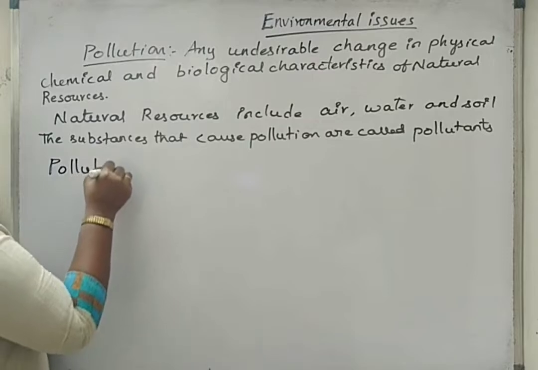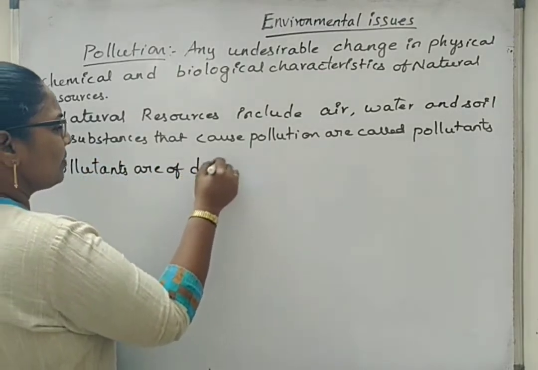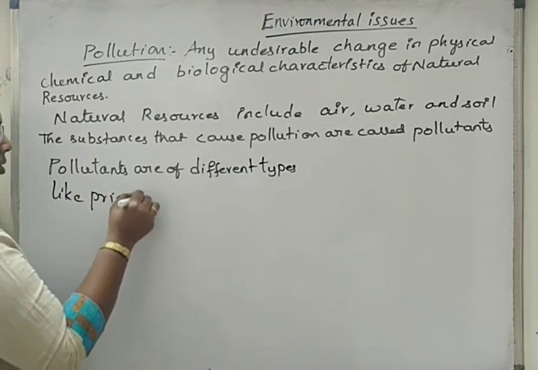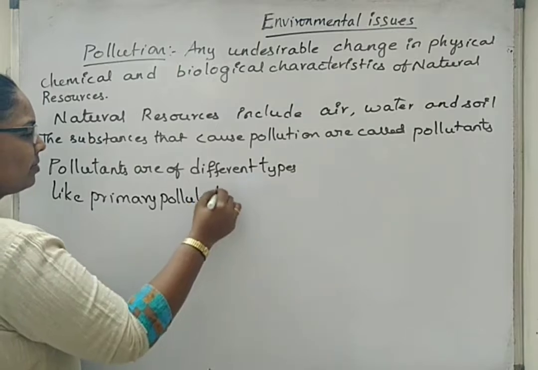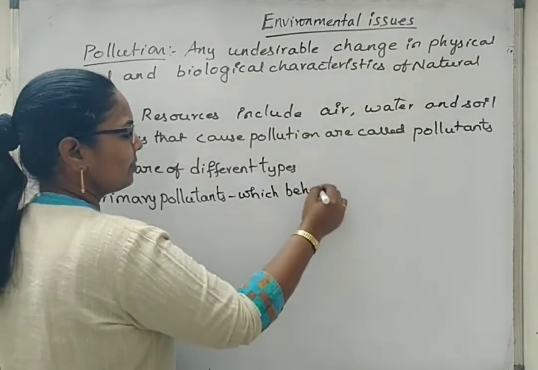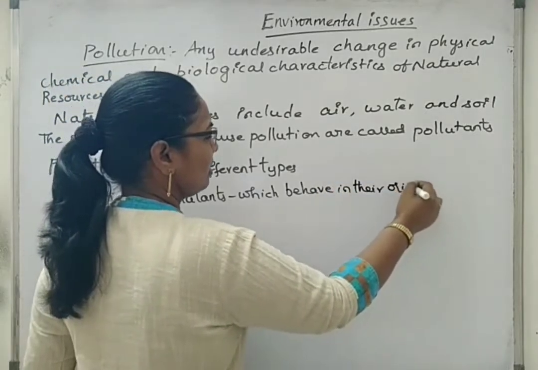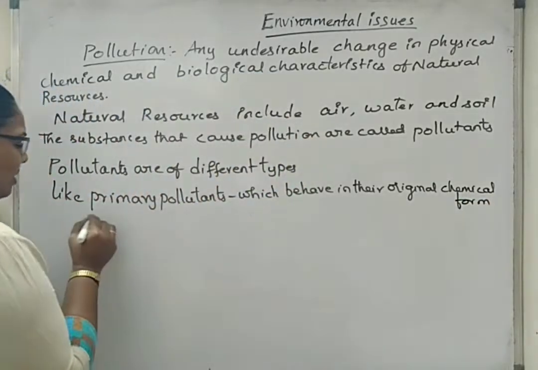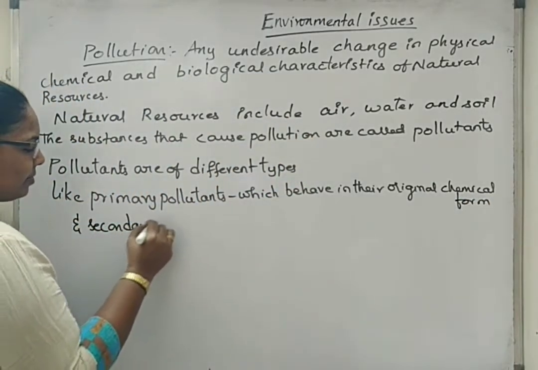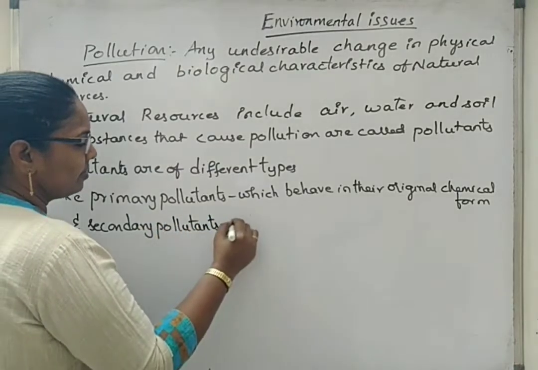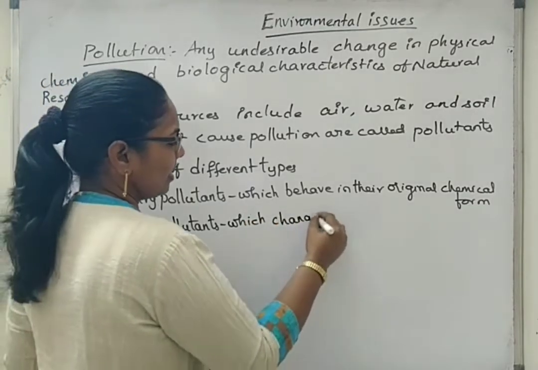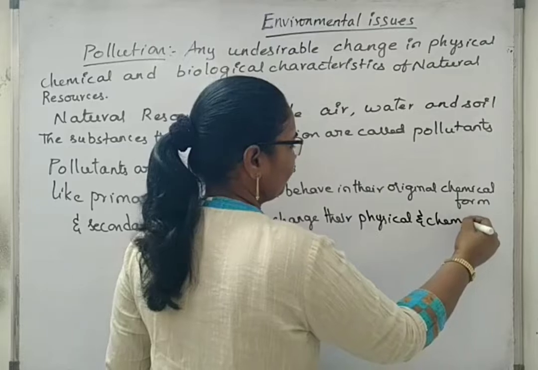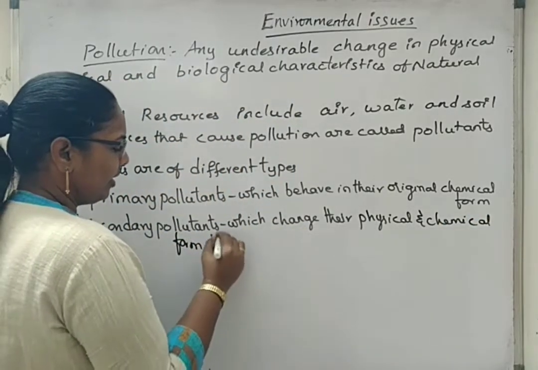So, pollutants are of different types. Like primary pollutants, which behave in their original chemical form, and secondary pollutants, which change their chemical form, or change their physical and chemical form, and then behave as pollutants.